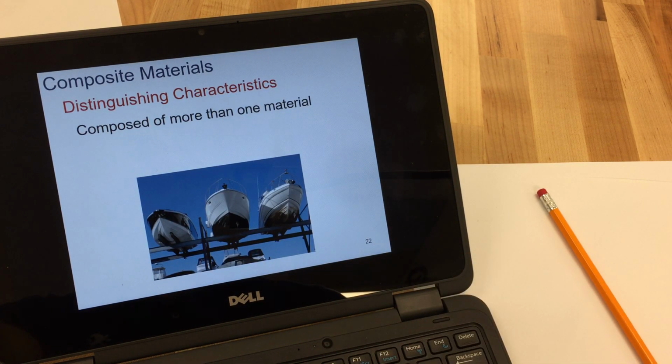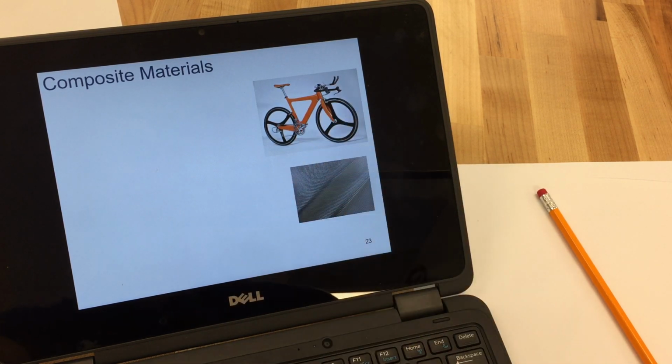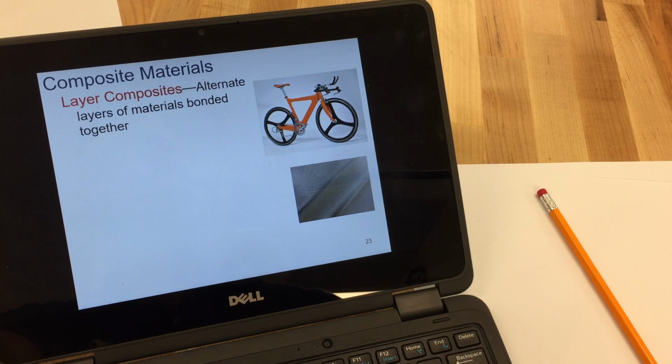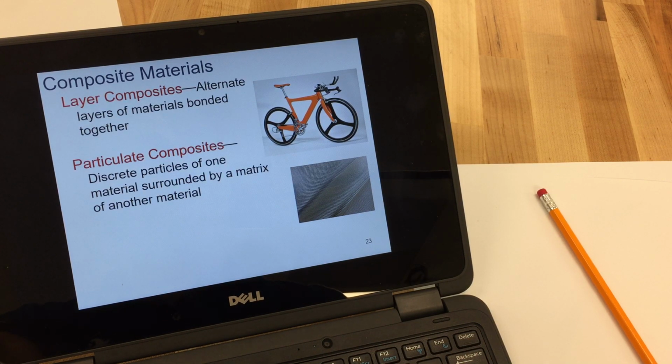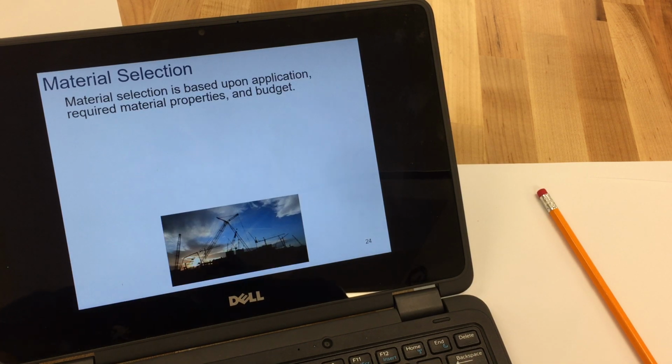Composites, fiberglass, composed of more than one material, so like the bottom of boats, bike frames, car seats, those are all examples. Layer composites are alternate layers of materials bonded together. Particulate composites are discrete particles of material surrounded by a matrix of another, so that one is surrounded by another, whereas layers are on top of each other. Fiber reinforced is composed of continuous or discontinuous fibers, so like car seats that are made from materials that aren't natural, so synthetic.